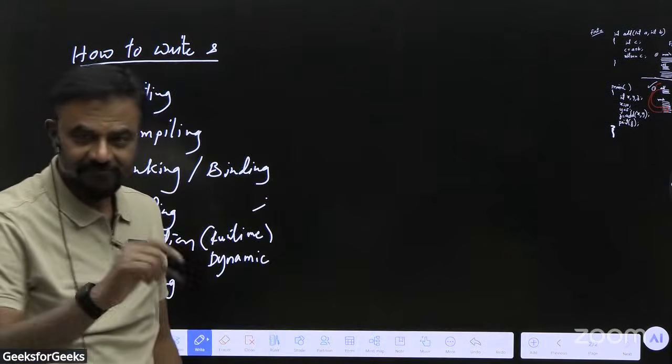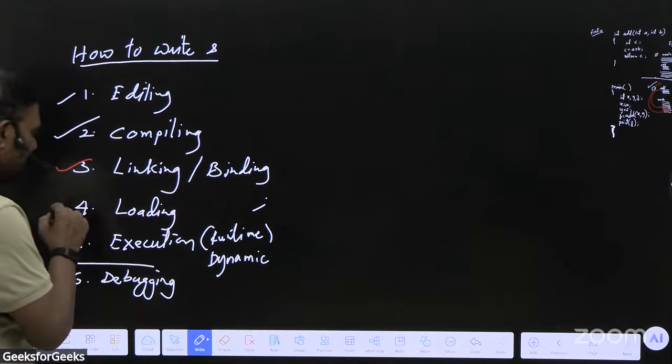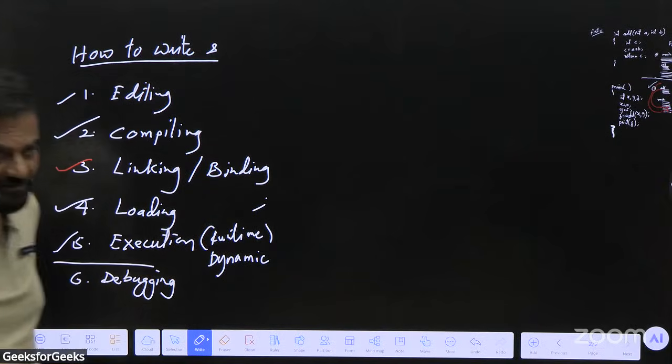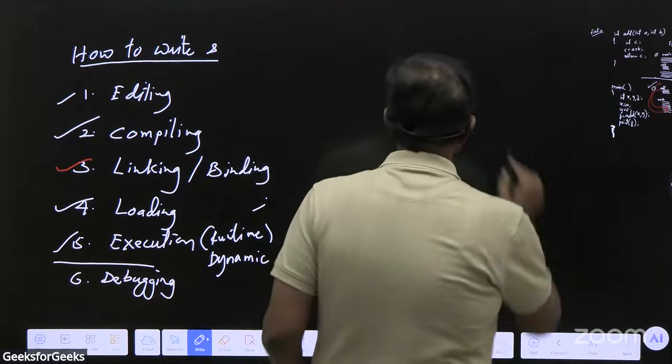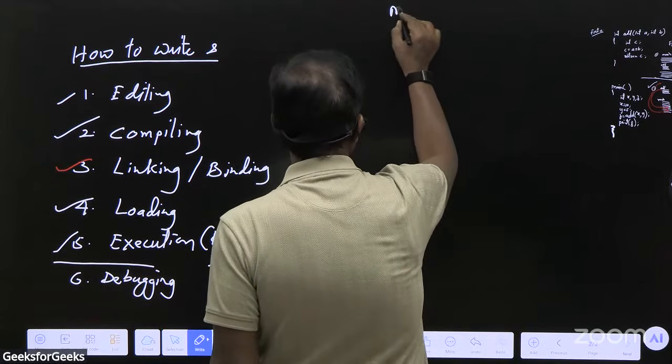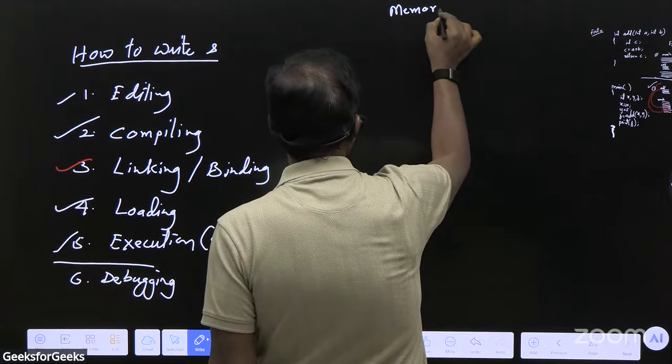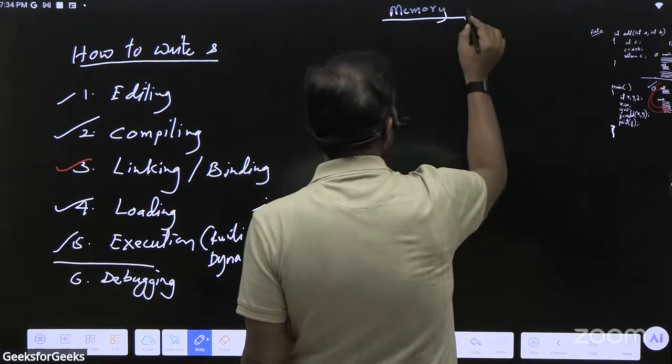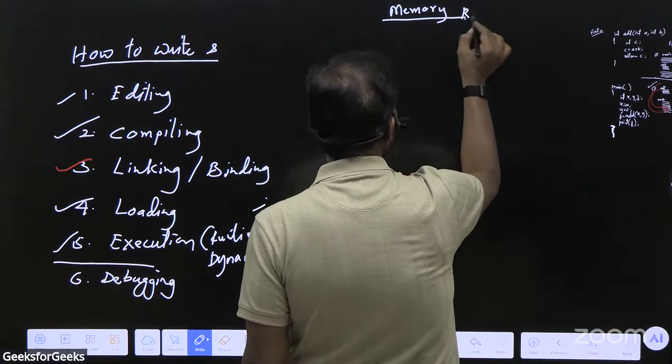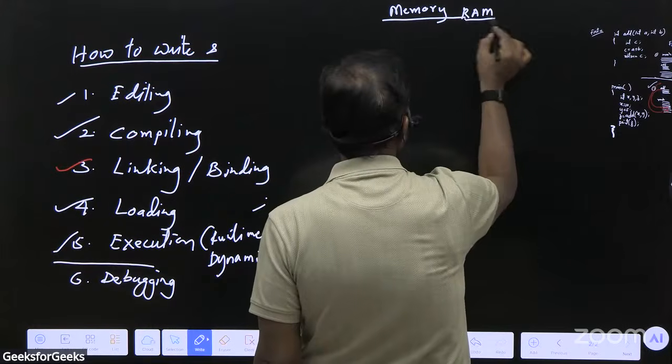Okay. Now, next thing. We have to talk about loading. So for that, we have to understand memory. That is random access memory, RAM.